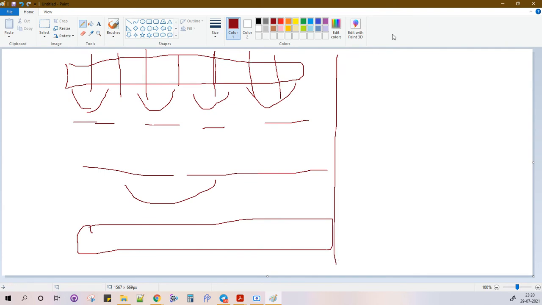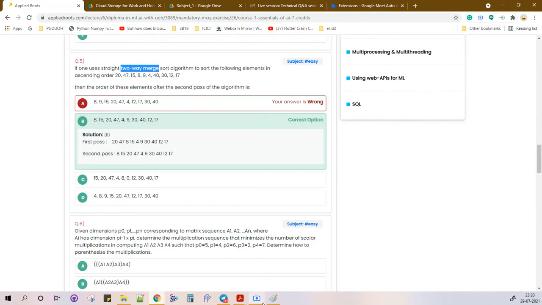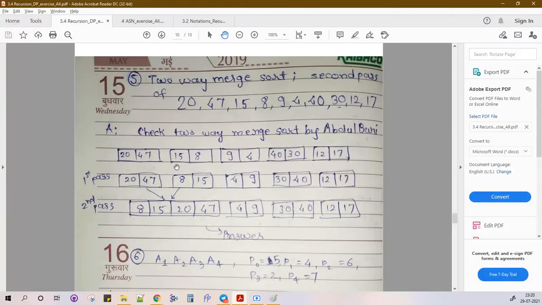Let's see the two-way merge sort. Let me show the diagram here. In two-way merge sort, we divide our array into pairs of two. I will take the first two, next two, next two, next two. If one is remaining, I will keep it as it is. Then we will merge them. I have also written: check two-way merge sort by Abdul Bari. So I am just dividing my array into pairs of two.